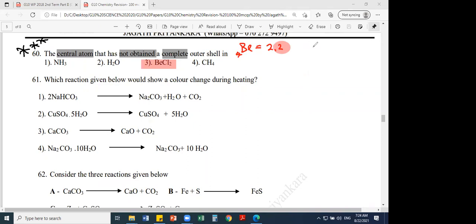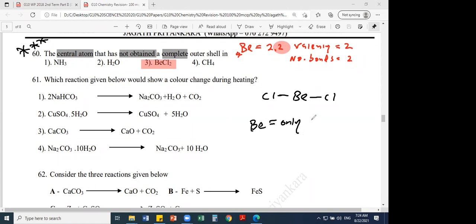I'll write here valency 2. The number of bonds that can be formed is also 2. That means beryllium cannot form more than 2 bonds, because inner electrons are useless; they cannot form any bonds. Now when you write this, beryllium can form only 2 bonds. 1 electron for making this BeCl bond, the other electron for this one. Are there any remaining electrons in the valence shell? No. Therefore, around beryllium, only 4 electrons in the outermost shell. Only 4 electrons in the valence shell.